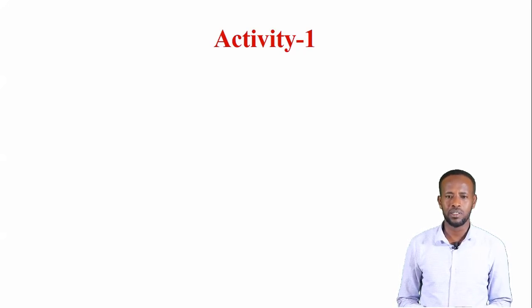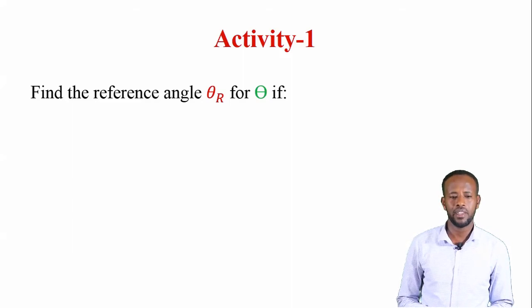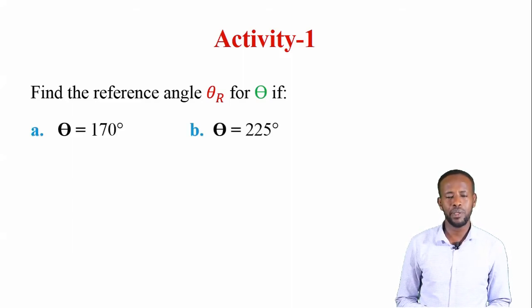Easily. It is so simple. Find the reference angle theta R for theta if A, 170 degree, B, theta equal to 225 degree. I am sure that you will get it correctly. You have 2 minutes. Answer within a period of 2 minutes.